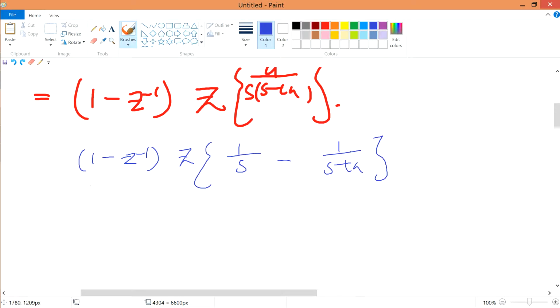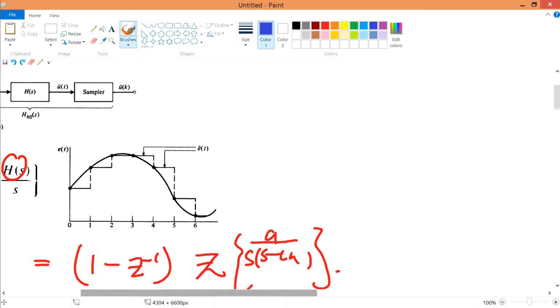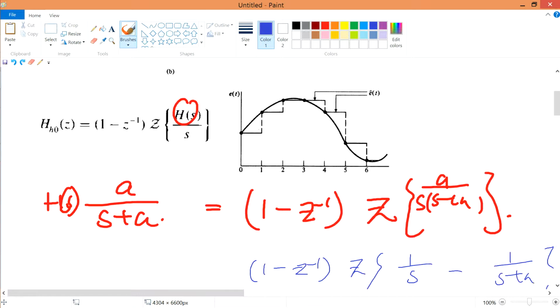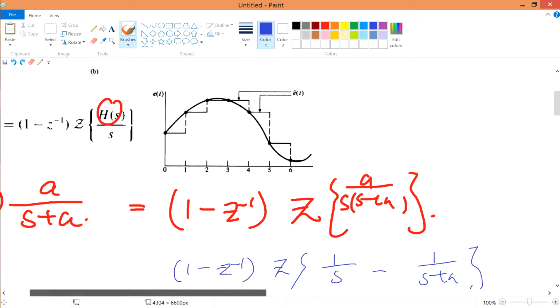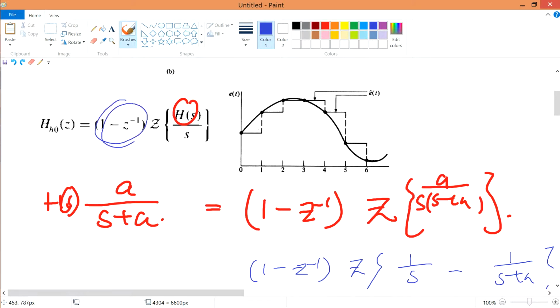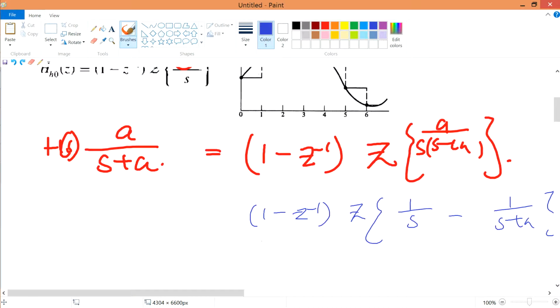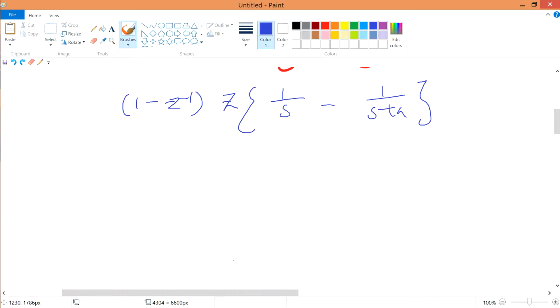But the key method, if I just recap to you, is that for the 0th order hold, your transfer function needs to be divided by s. Please take note of that. While the 0th order hold standard equation still stays here. I didn't move that. Now 1 over s and 1 over s plus a, we can just simply go and find in your Laplace table, or the z transform table, sorry.